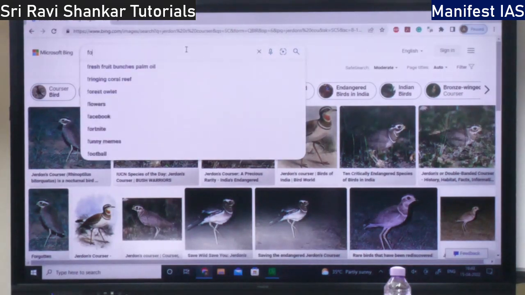Then forest owlet. Forest owlet, did I show you? I showed it earlier, right? That is also critically endangered, in the deciduous forest of Madhya Pradesh, Maharashtra region. Then you have the white-bellied heron. White-bellied, where is white-bellied?